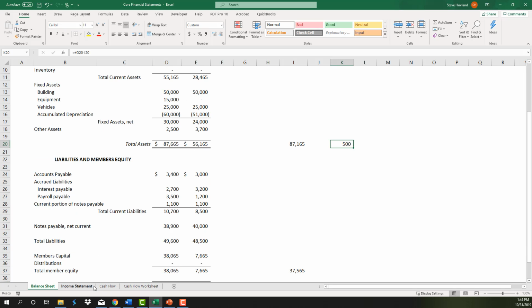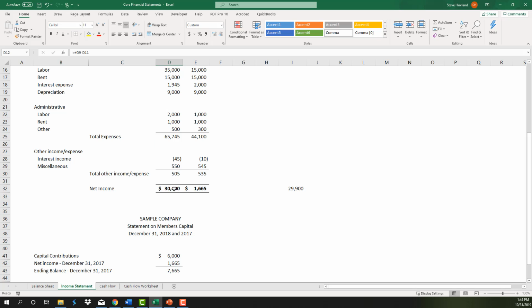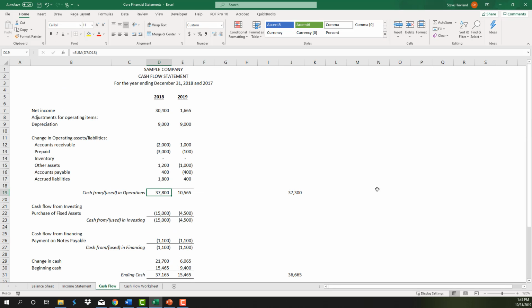So now let's go to the income statement. So here on the income statement again, net income is up $500 because we sold the item that we paid $1,000 for, that we sold for $1,500. It's up $500. So now let's look at our cash flow statement.